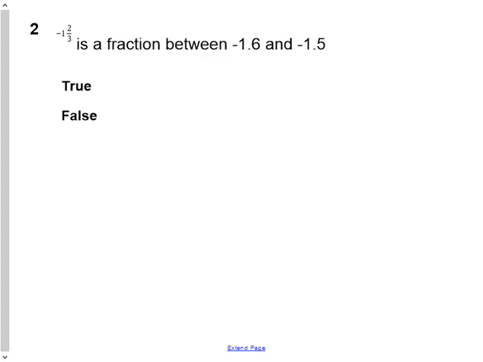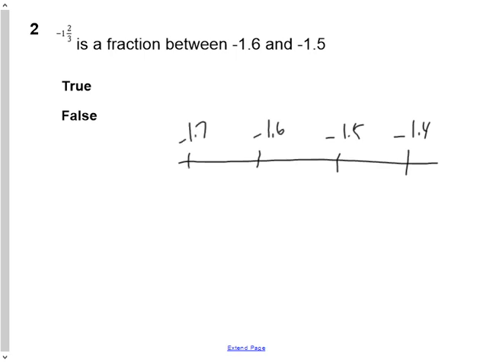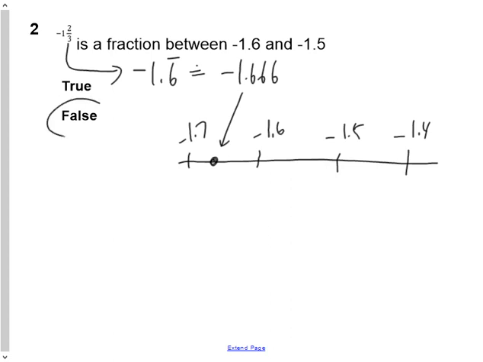Question 2 says negative 1 and 2/3 is a fraction between negative 1.6 and negative 1.5. So if I think about this, there's negative 1.4, negative 1.5, negative 1.6, negative 1.7. And negative 1 and 2/3, well, 2/3 is one of those fractions that you should know by now. It's decimal 6 repeating. So that's the same thing as negative 1 decimal 6 repeating, or approximately negative 1.666. So I would put it somewhere right around here on a number line. And is that between negative 1.6 and negative 1.5? The answer is no. So your answer for that is false.